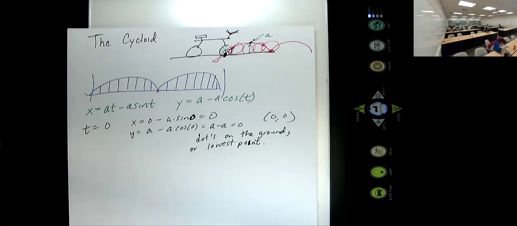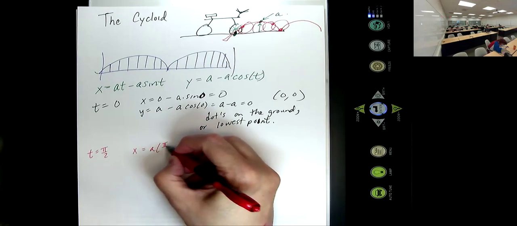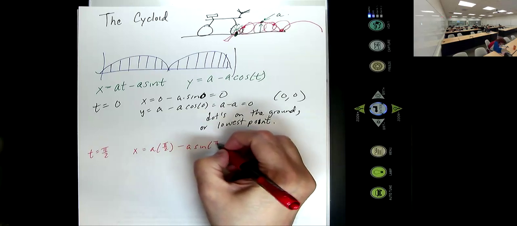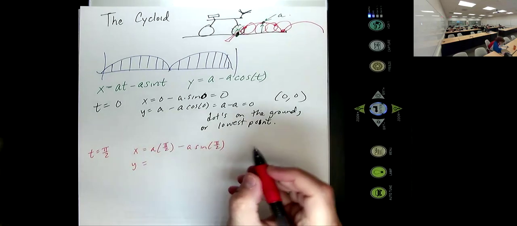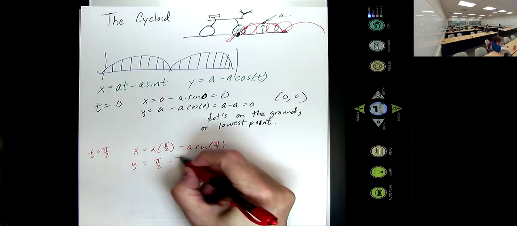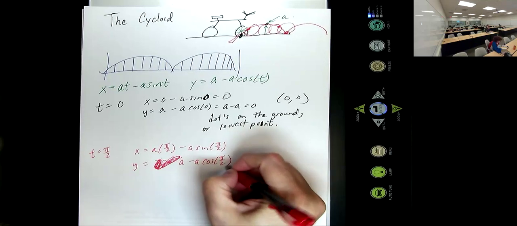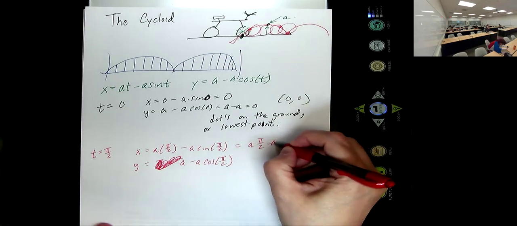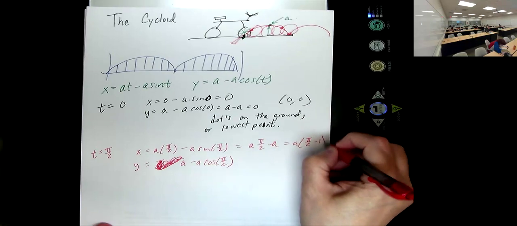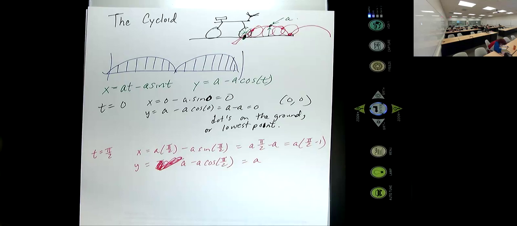And if we did something like T equals pi over 2, what happens? X is A times pi over 2 minus A sine pi over 2. Y equals A minus A cosine pi over 2. This looks like A times pi over 2 minus A, or A times pi over 2 minus 1. And for Y, cosine of pi over 2 is 0, so this just becomes A, which is when it's at its top, its highest peak.